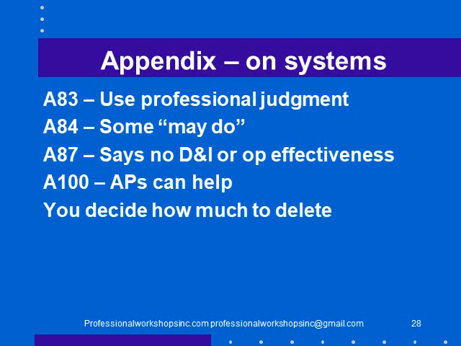Now, A84 gives us some, well, you might do this or you might not do that. A87 is pretty clear. No design and implementation, no operating effectiveness. We are having very skinny information on systems. And it says that our analytical procedures can help. So I'll let you look at that form and decide how much you want to keep and how much you want to delete. Remember that the more time we spend documenting, the less time we spend doing analytical procedures and inquiry to make sure the statements are at a review level correct.